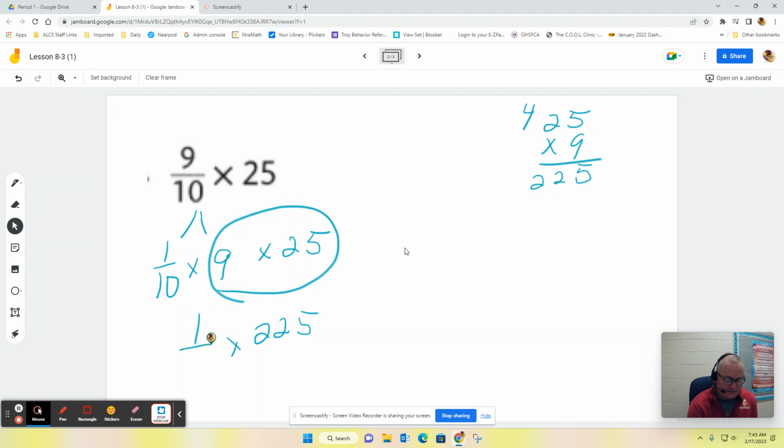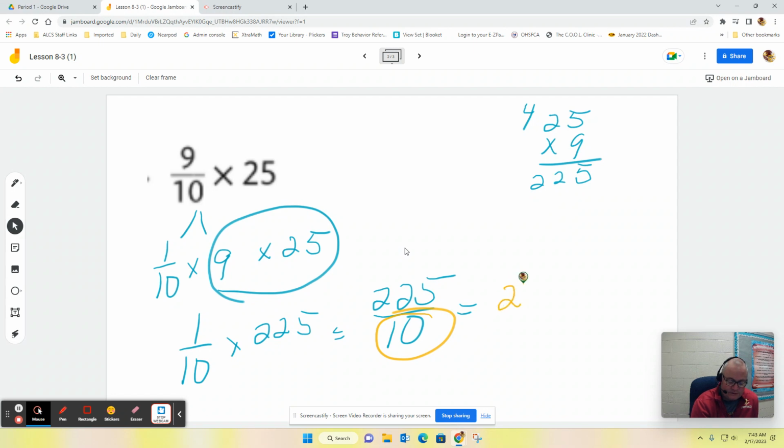I'm timesing that by 1/10, which we know is 225 divided by 10. Oh my gosh, Mr. Lowe, that is a power of 10. So all I have to do when I divide a whole number by a power of 10 is move that decimal. So hopefully you guys understand that. You know that 225, the decimal in that whole number is right there. I'm going to move that decimal one place to the left. So my answer will be 22 and 5/10.